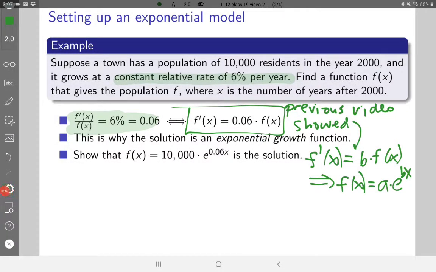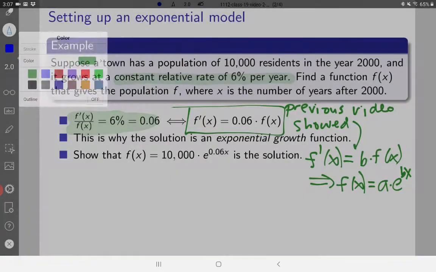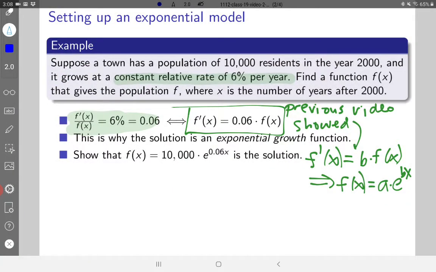Specifically, in the previous video, we showed that this type of differential equation, with b as an arbitrary constant instead of that specific number 0.06, with a function whose derivative is an arbitrary constant b times itself, led to the function being a multiple of e to the bx. And so now I'm just going to take advantage of that work that we did in the previous video, and in the future you can do that too. You can recognize that this constant relative percentage growth rate causes exponential growth of this form.